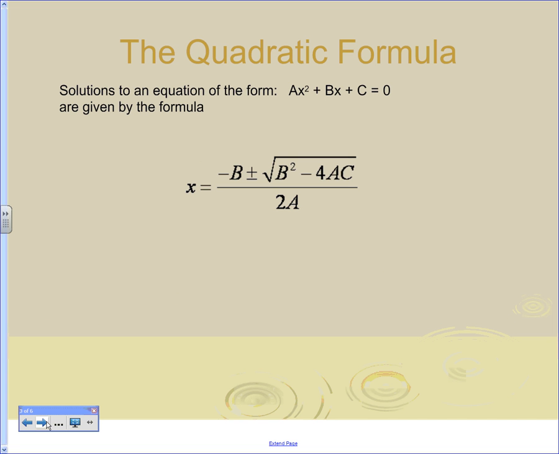All right, this is the quadratic formula. Negative b plus or minus the square root of b squared minus 4ac all over 2a. Do you have to learn it? Yes.